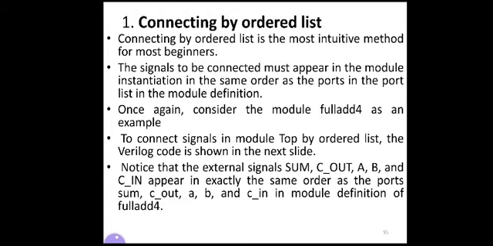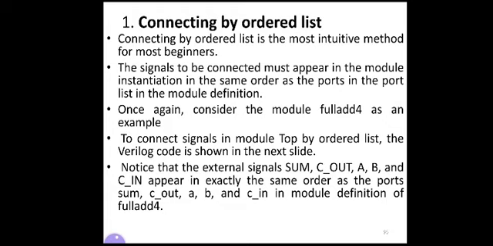So the signals to be connected must appear in the module instantiation in the same order as the ports in the port list in the module definition. As we know, we have two different modules, the module definition and the stimulus block. In both modules, the signals must be in the same order. Suppose the first signal you use in one module, the same signal must be used first in the other module. That is nothing but an order list.